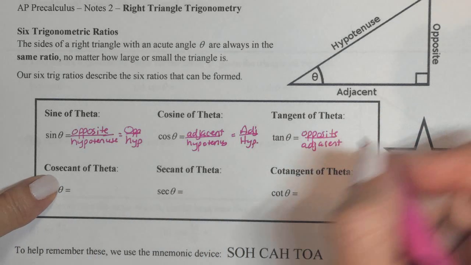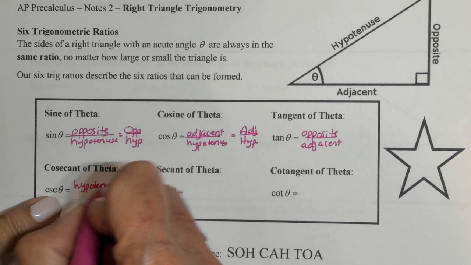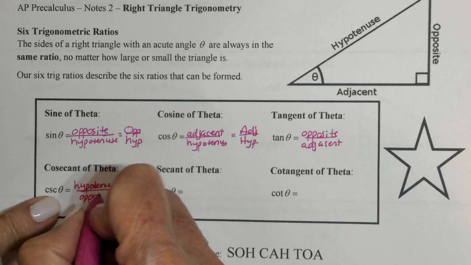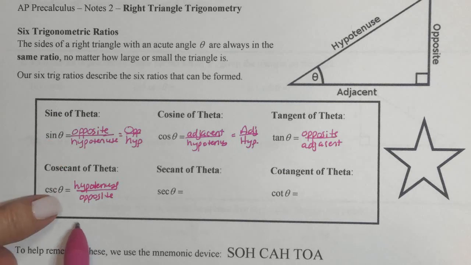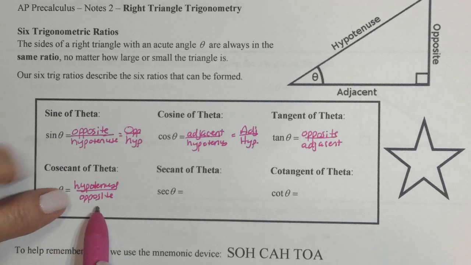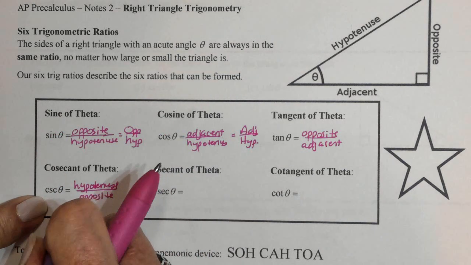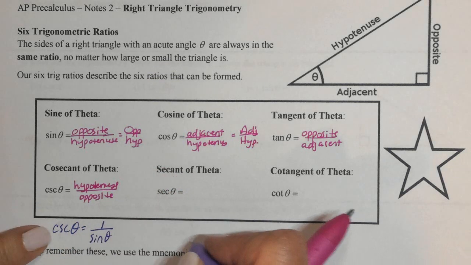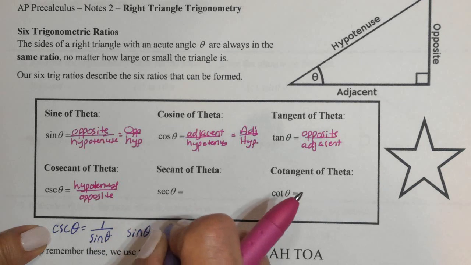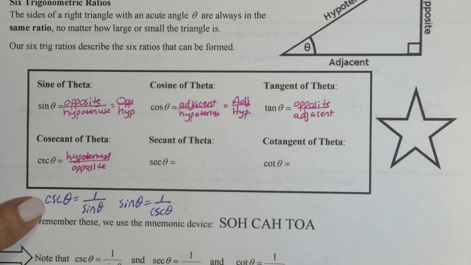Cosecant. Cosecant is always hypotenuse over opposite. So, since sine is opposite over hypotenuse and cosecant is hypotenuse over opposite, they are flips of each other. So, cosecant is the flip of sine, and sine is the flip of cosecant. They are reciprocals of each other. They are reciprocal functions. Okay?